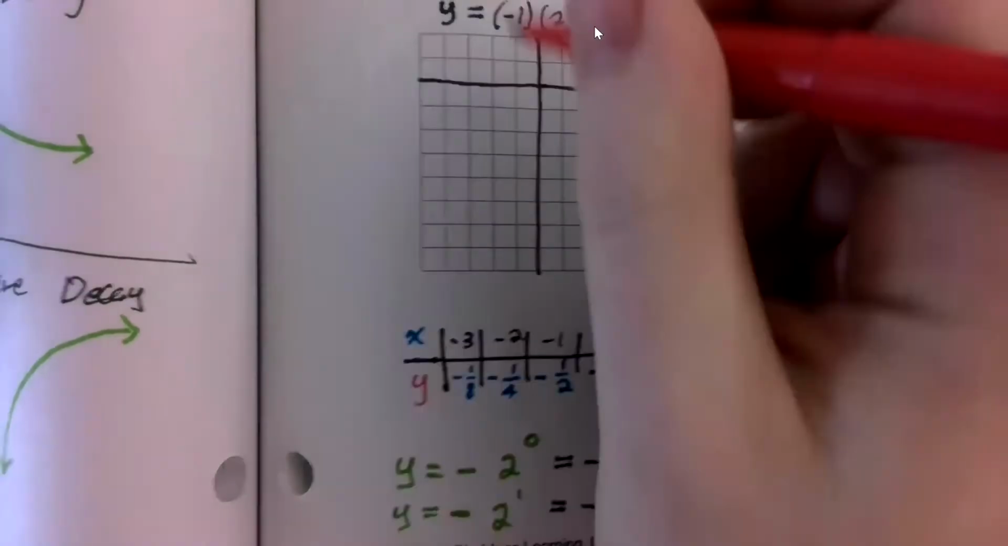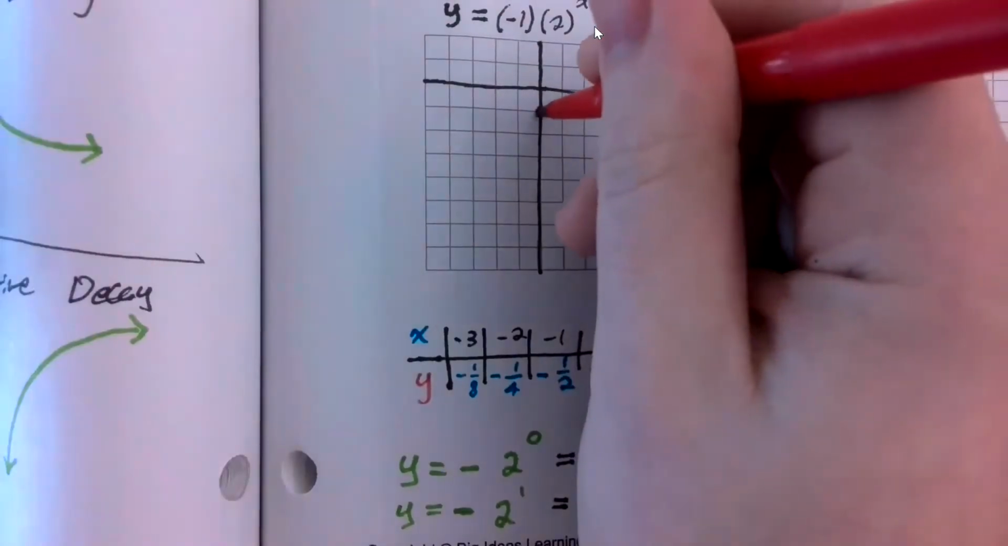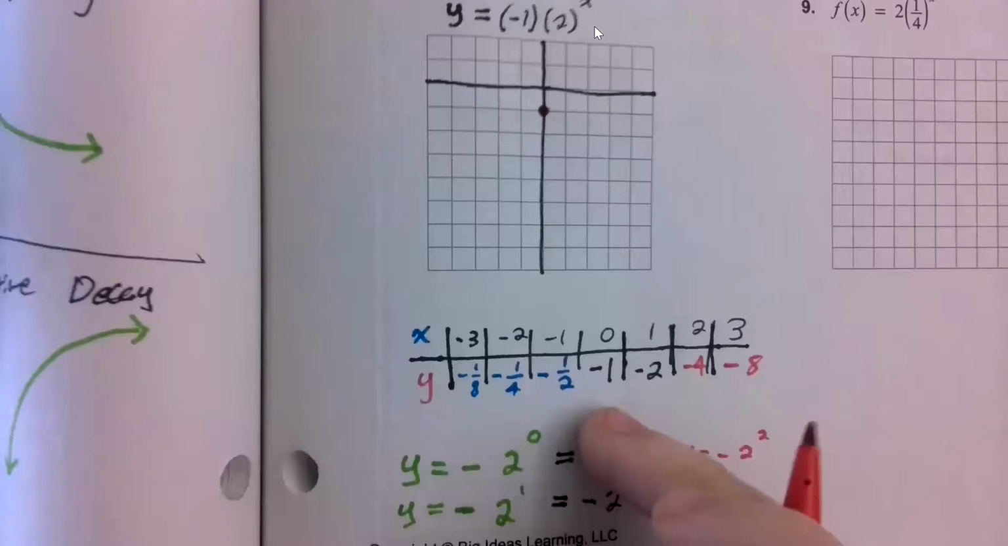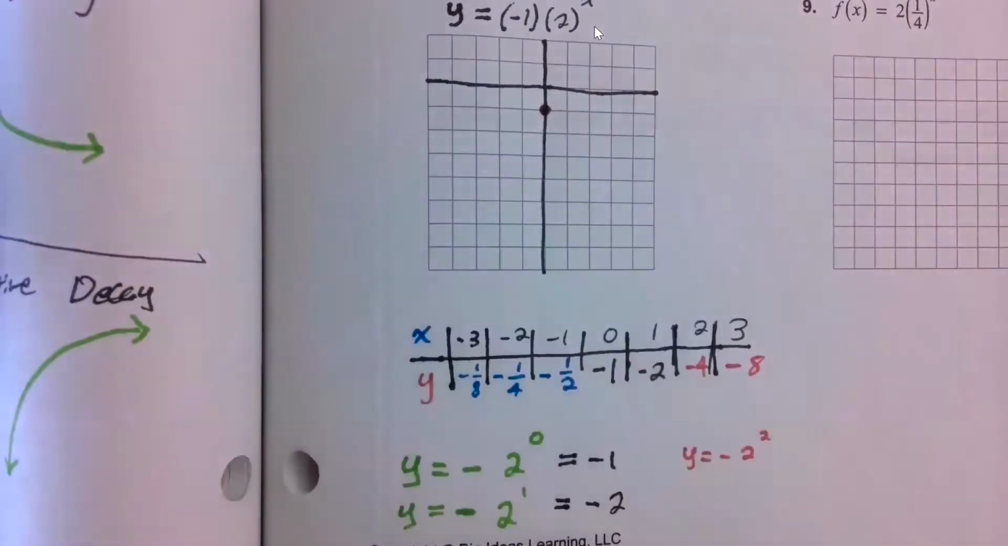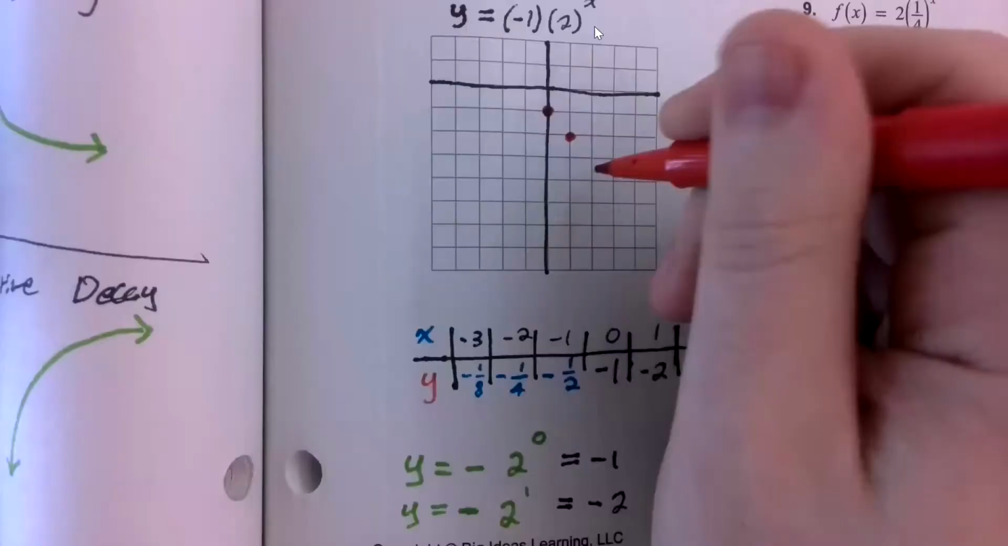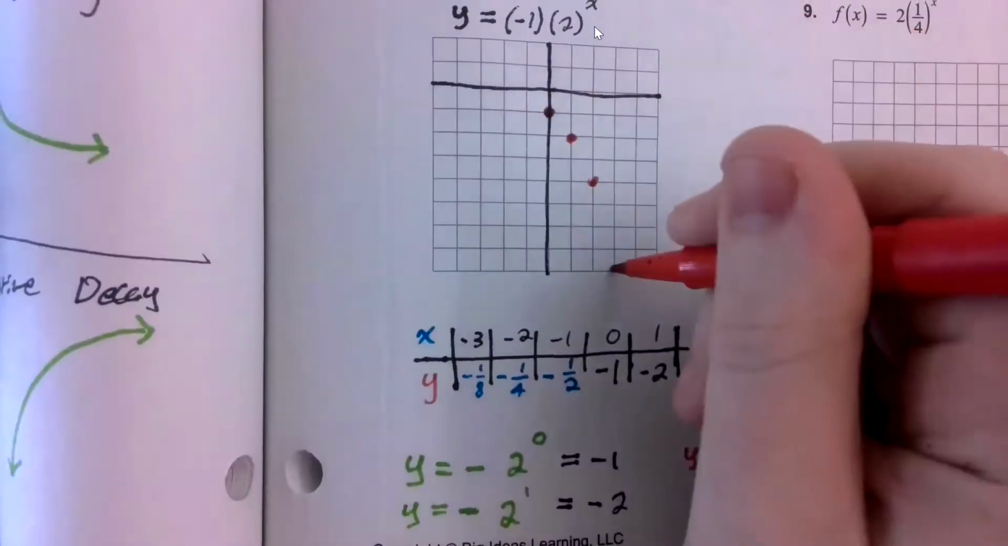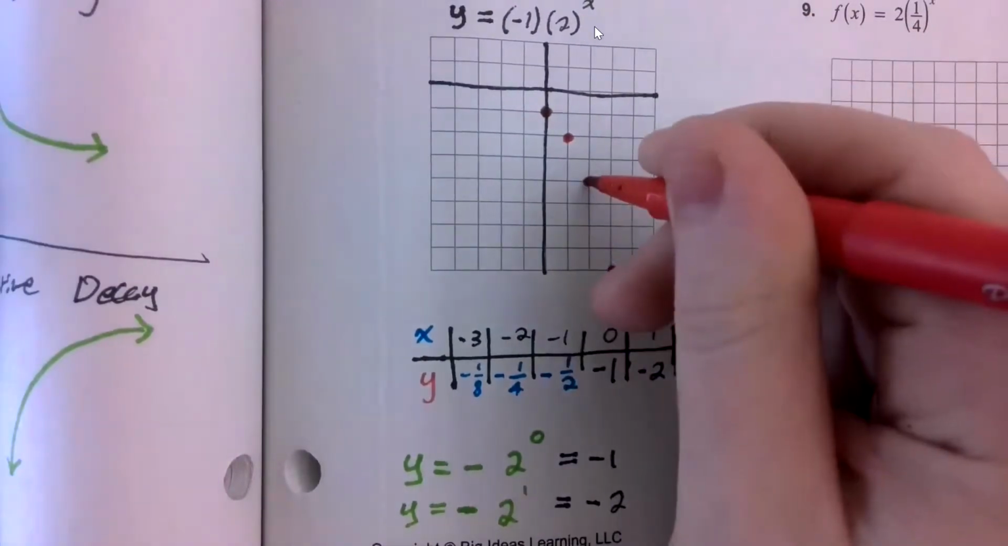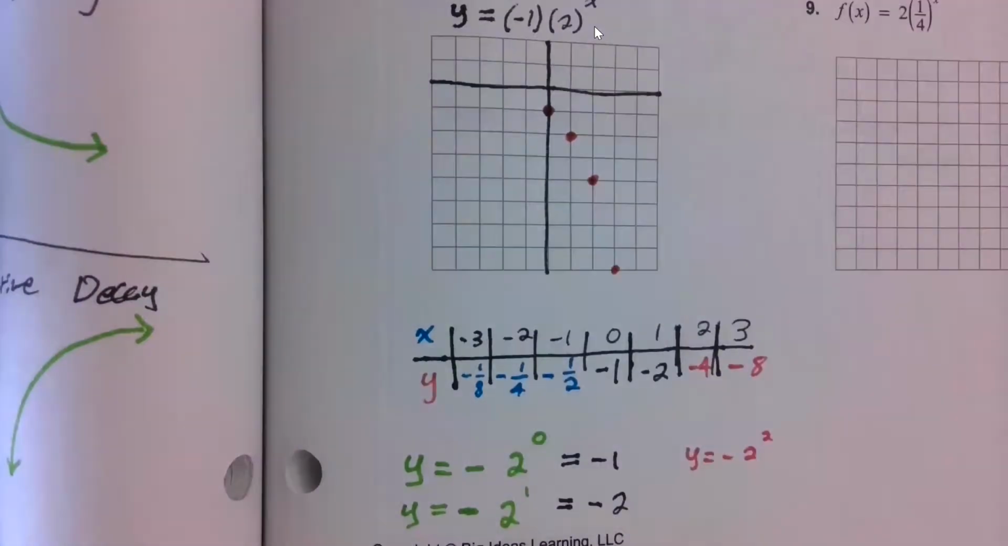So to graph 0, -1, it's going to be our y-intercept, -1 on the y-axis. 1, -2 is right here. 2, -4 is right here. 3, -8 is right here. And you start to see that we don't end up with a straight line, we end up with a curve.